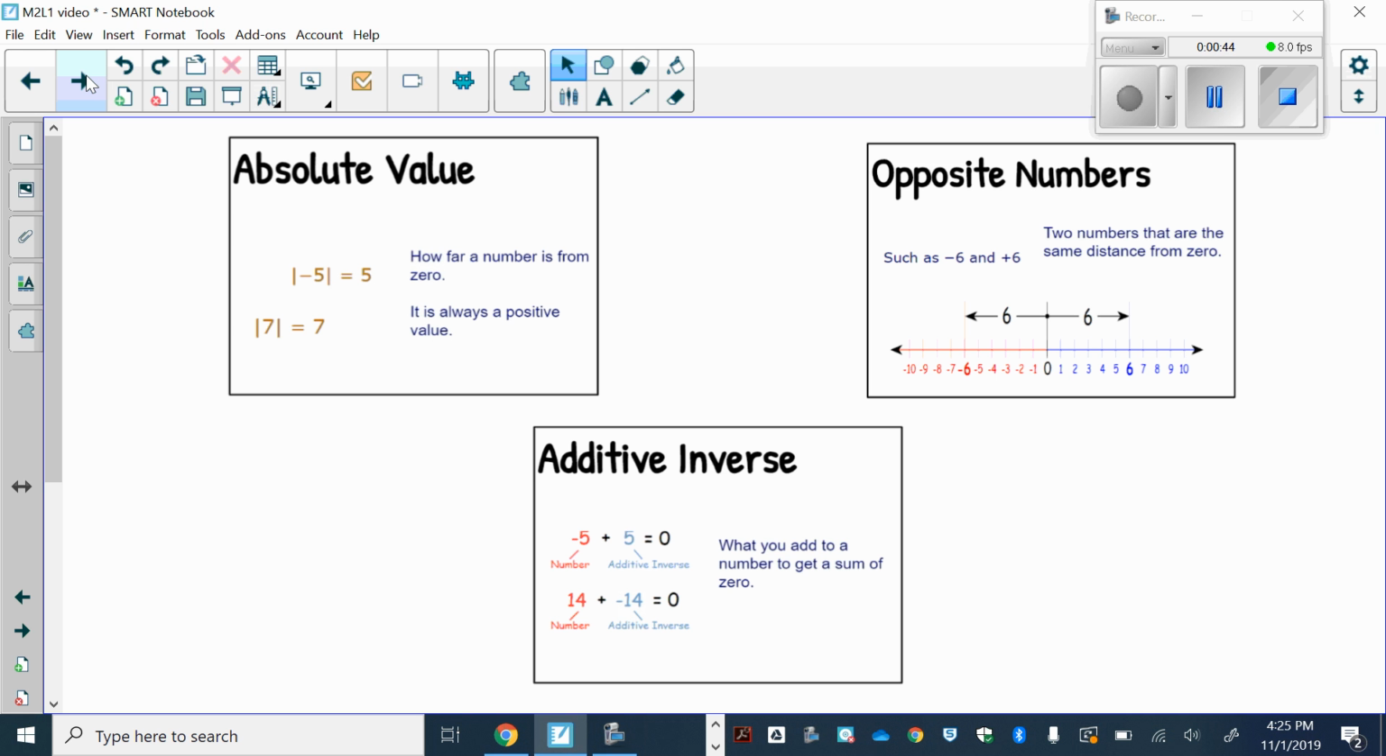Opposite numbers, such as -6 and +6. They are both the same distance away from 0, but in different or opposite directions. Additive inverse, it's sort of like opposites. The additive inverse of -5 is 5. When you add the two together, you get 0, a sum of 0.